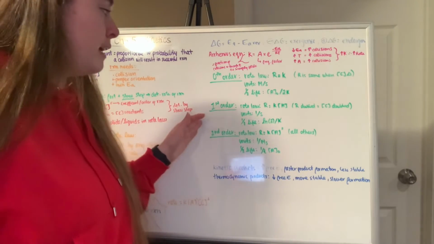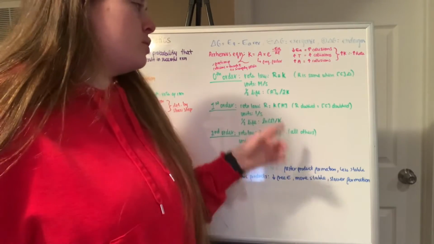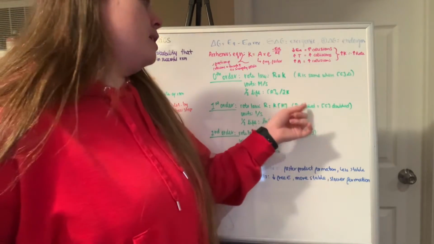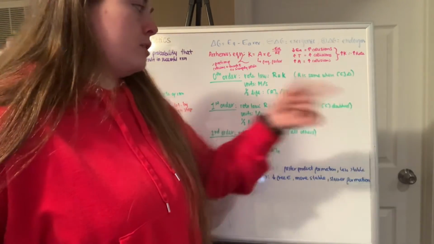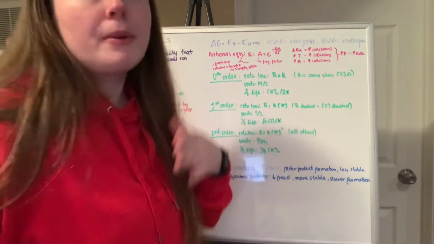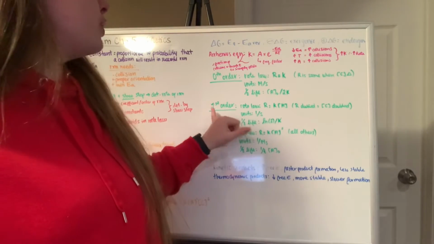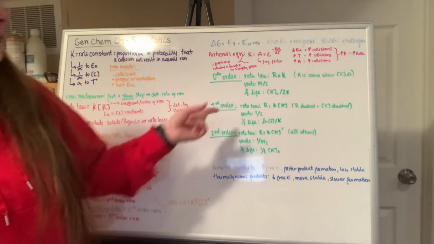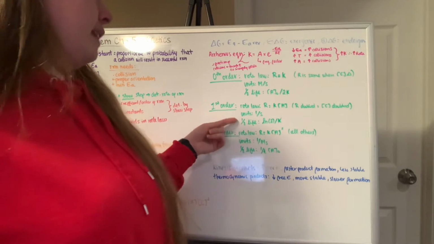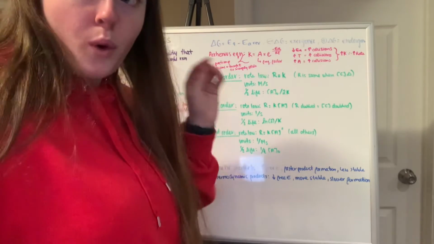So we have a first order reaction, where the rate law equals K times concentration, right? Like we said, if you are doubling the rate, you're going to double the concentration. Or if you're tripling the rate, you're going to triple the concentration. So that direct relationship is a first order reaction. The units for that are 1 over S, and the half-life for a first order reaction is ln 2 over K.